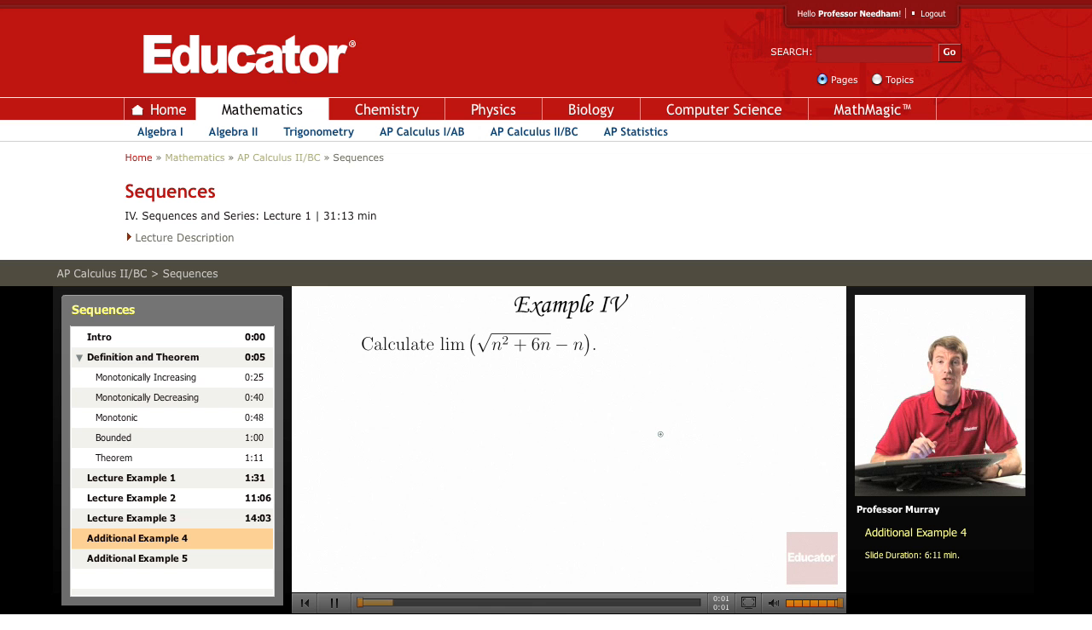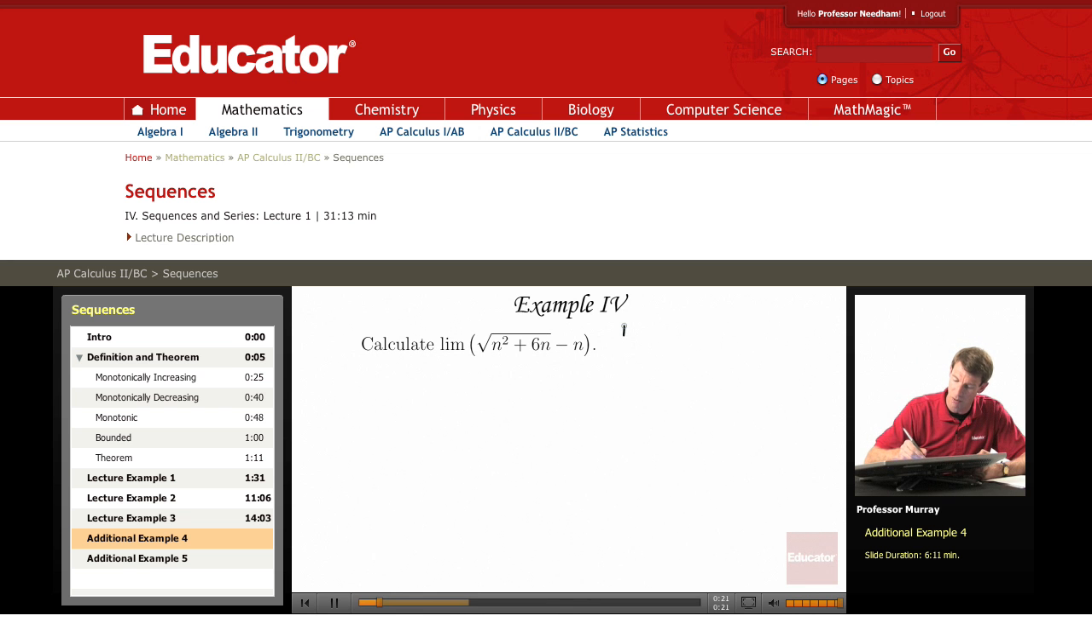All right, we're here to try some more examples of finding limits of sequences. So the first one is the square root of n squared plus 6n, all of that minus n. There's a trick here when you see square roots being added and subtracted with things.